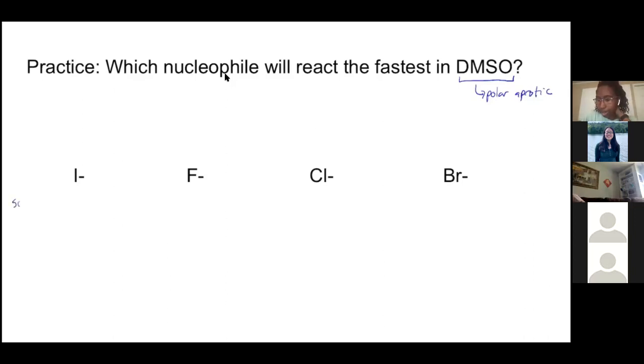So we're going to go ahead and rank these nucleophiles, with 1 being the strongest or the fastest nucleophile, while 4 is the slowest or the weakest nucleophile. So in polar aprotic solvents, which type of nucleophile is the fastest or the best? Is it a smaller nucleophile or a bigger nucleophile? Thank you. Somebody said that it is smaller nucleophiles.